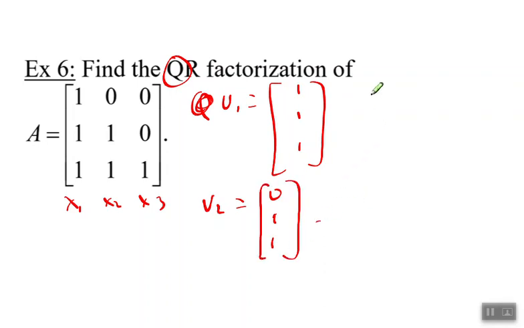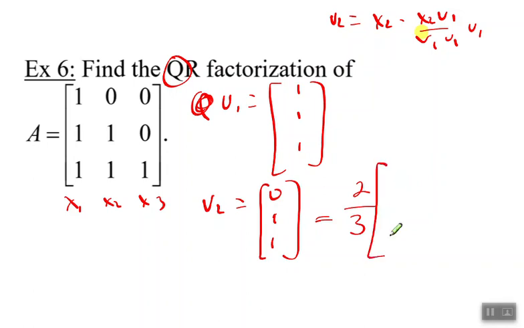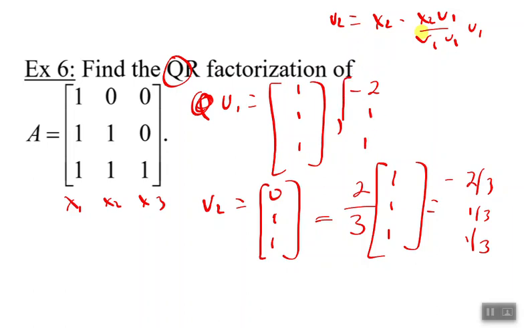So vector 2 is obviously, and you kind of have your notes on this one, x2 minus (x2 dot v1) over (v1 dot v1) times v1. So the dot product of those first two columns is 2, and the dot product of v1 and v1 is 3, and then we have 1, 1, 1, which gives us negative 2 thirds, positive 1/3, and positive 1/3. So this other vector is going to be negative 2, positive 1, positive 1. And I know I have not normalized that yet.